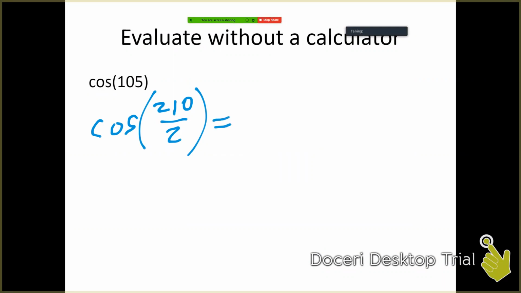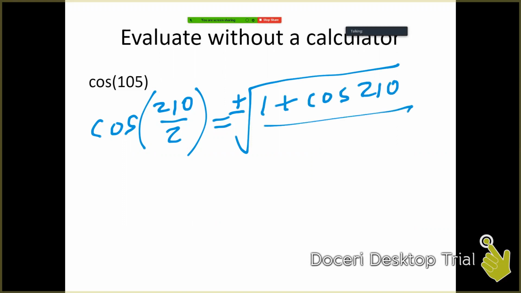So now in the formula, it's the cosine of A over 2, because in this case, A over 2 is equal to 105. So A is 210. So we're going to do the square root, plus or minus. We'll come back to that part in a second. Plus or minus the square root of 1 plus the cosine of 210 all over 2.